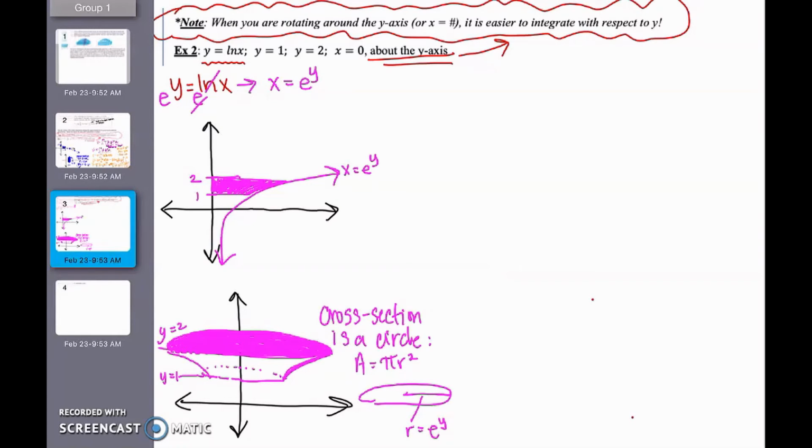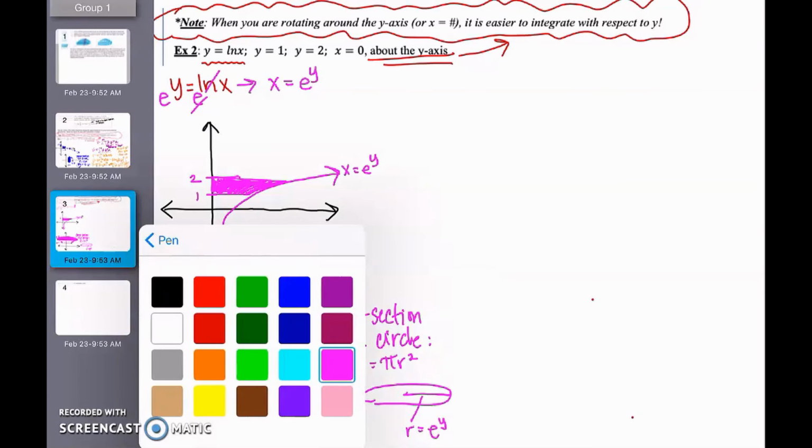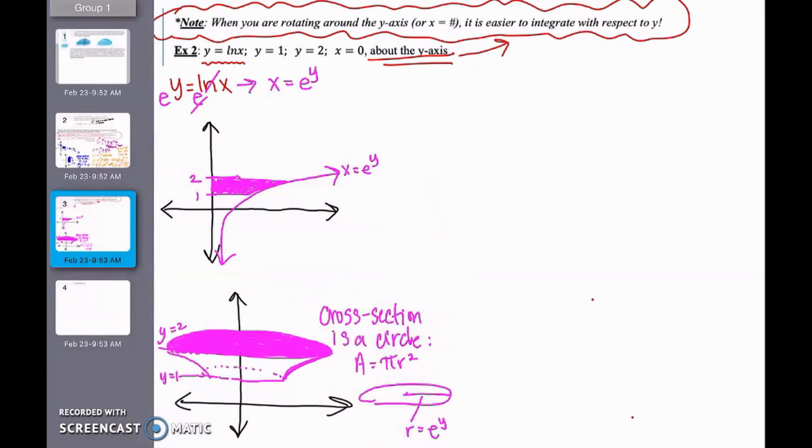All right, so I'm ready to create an equation for my volume. So my volume is going to be equal to the integral, and this time we're integrating with respect to y, so the limits of integration on my y-axis are going to be from y equals 1 to y equals 2. Now I need the area of our cross section, so it's going to be pi times my radius, and my radius is e to the y squared, times my height, which is dy.